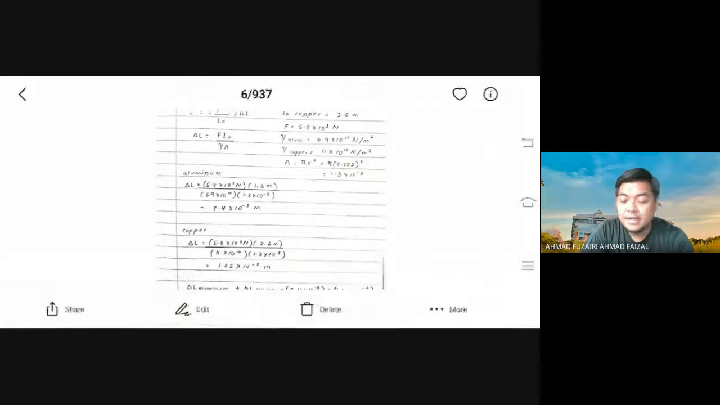Betul ke sir? Okay, betul. Tambah saja, cuma kena ada dua benda yang berbeza lah. Satu copper, satu lagi aluminium. Delta L kena cari lain-lain sebab alpha dia tak sama. Okay, alpha tak sama. Okay, next. Last question. Thank you, sir.